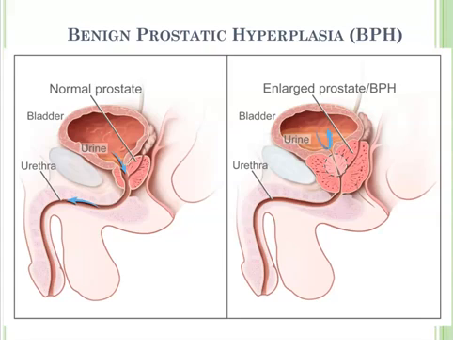Now, because we've got an enlarged prostate gland, you can see here with my normal prostate size, I'm able to have urine flow pretty well. But here, when I've got my enlarged prostate, so I've got BPH, we are pressing down on that urethra and we're not really able to empty the bladder as effectively. So some of these patients will have a very difficult time emptying their bladder fully.